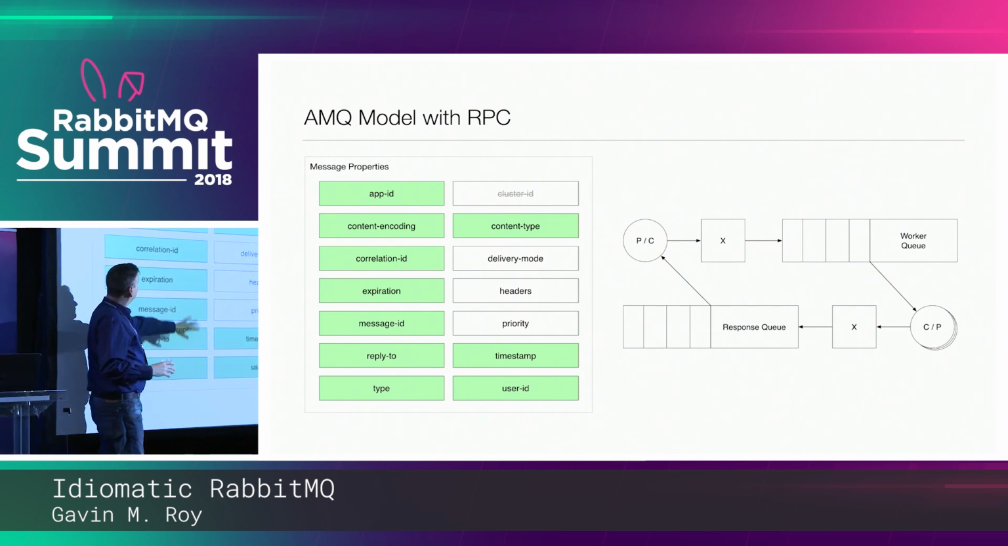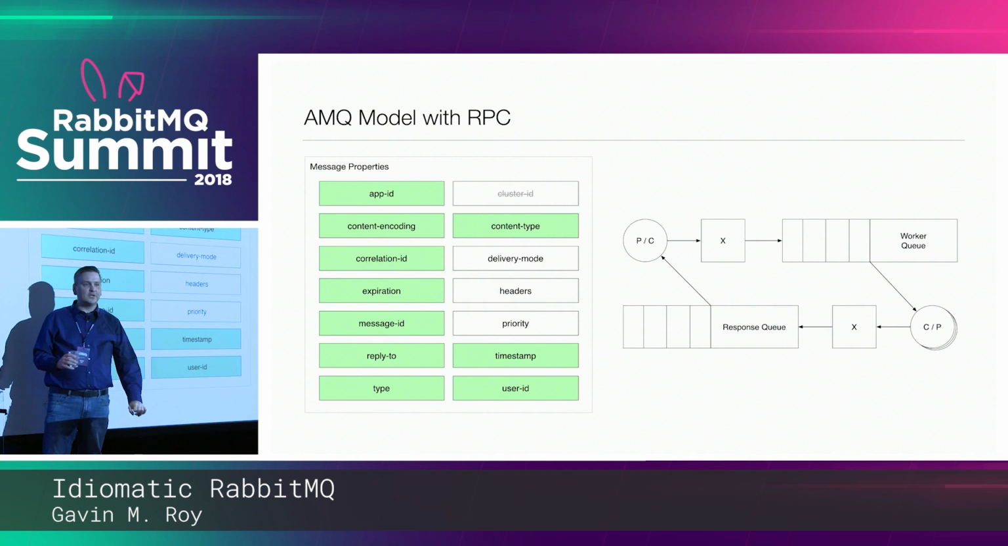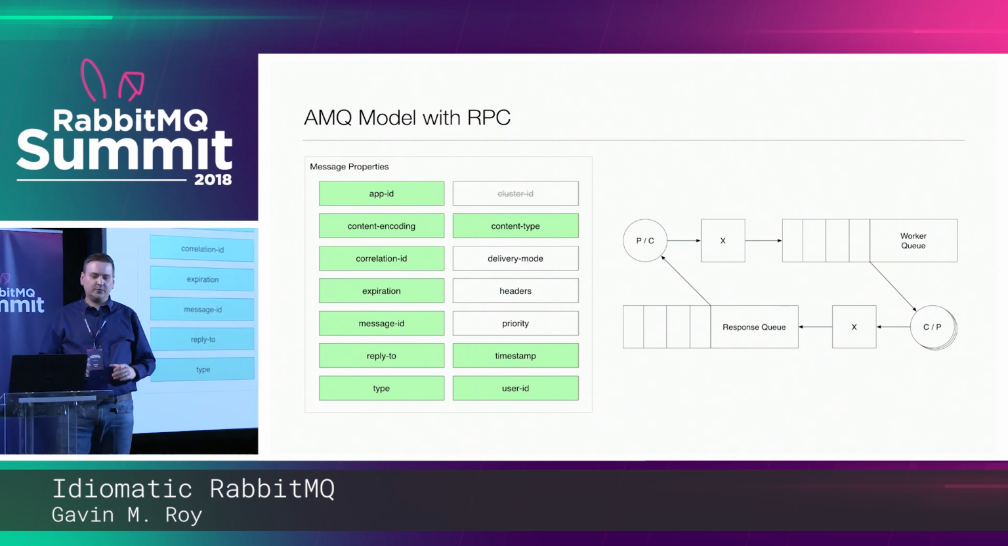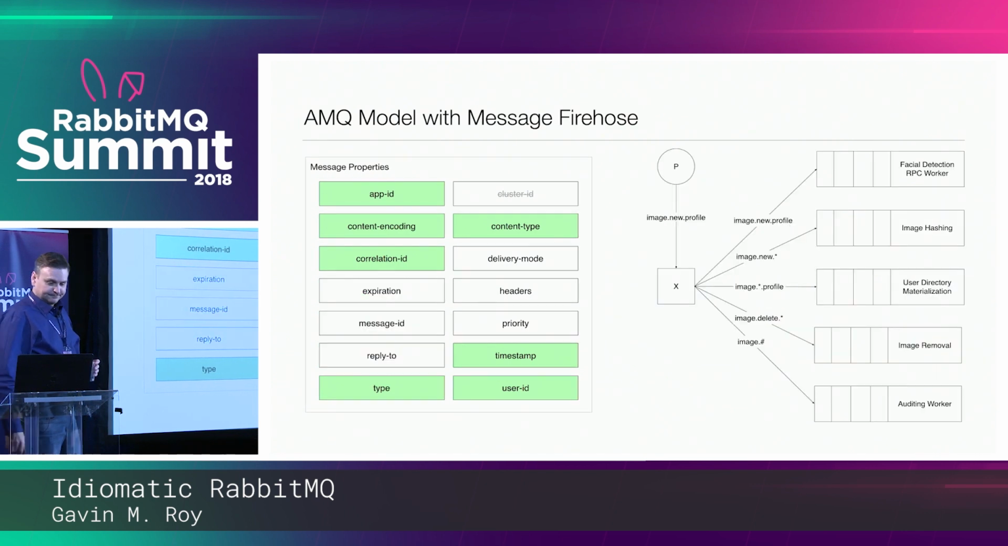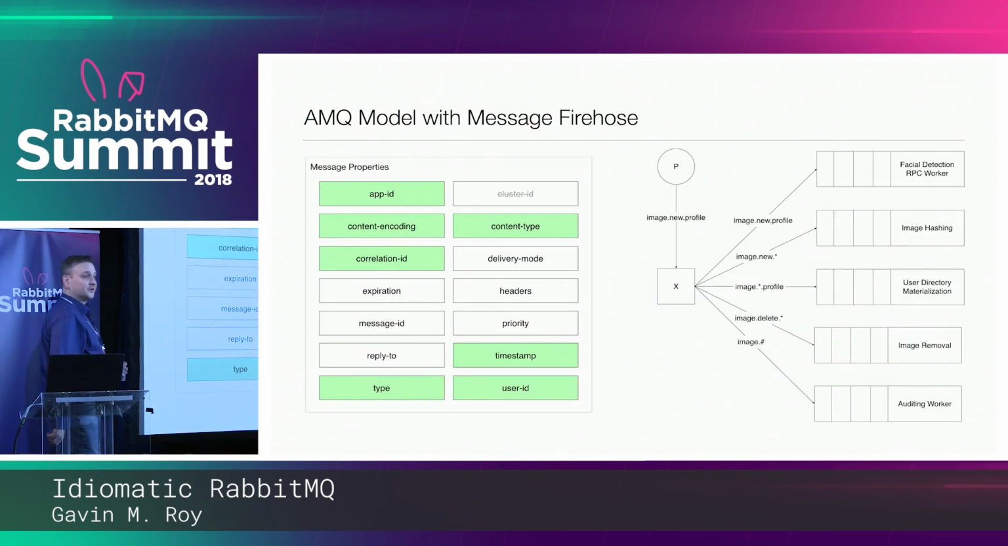And finally, user ID, like app ID, really useful if you want to be able to interrogate those to determine if you are allowed to do the thing that you want to do. This is the way that I prefer to use RabbitMQ.